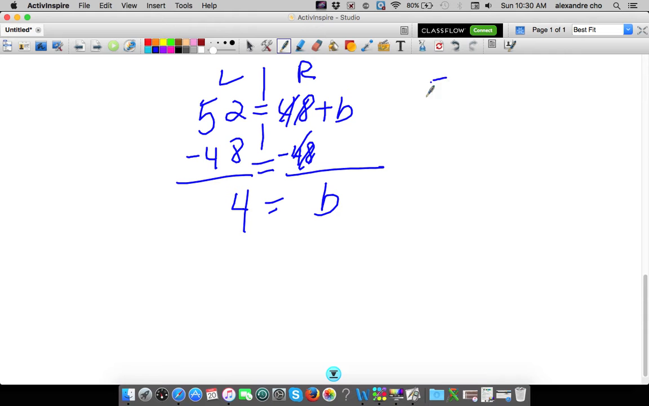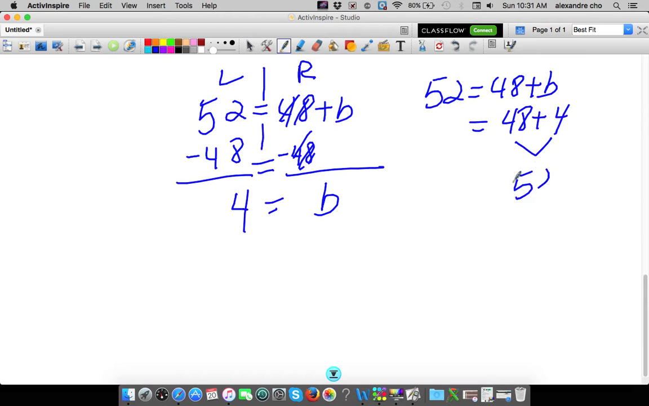Okay, let's copy the original equation. 52 equals 48 plus b. And let's see if it's true. 48 plus 4 equals 52, which is definitely the 52 on that side. Okay.